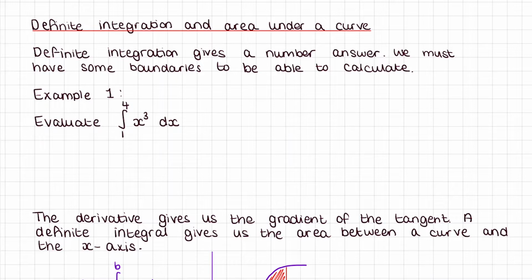So here we have: evaluate the integral from 1 to 4 of x cubed dx. Now those boundaries are the two numbers that you can probably guess, 1 and 4. So these are the boundaries. This is telling us that we want to evaluate this just between the x values of 1 and 4. Now I'm going to go to the calculator and show you how this works. You don't need to be able to do this by hand, you just have to do it on the calculator.